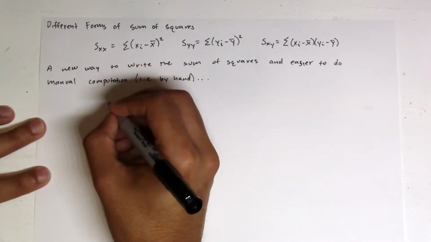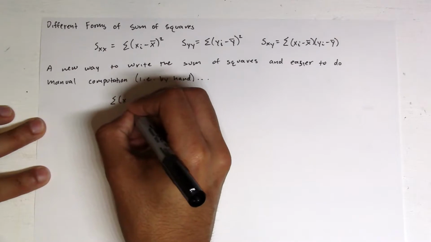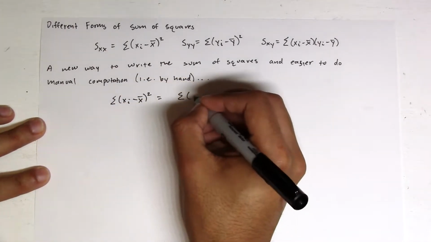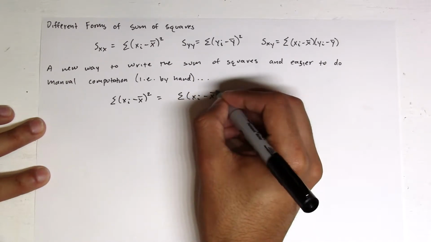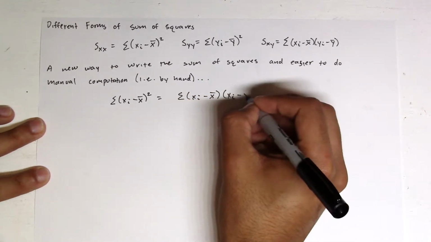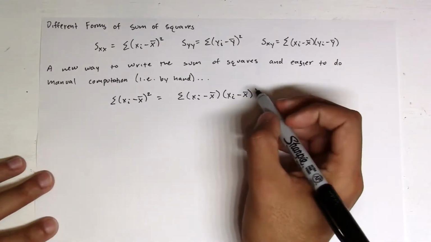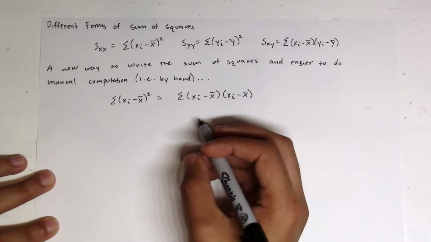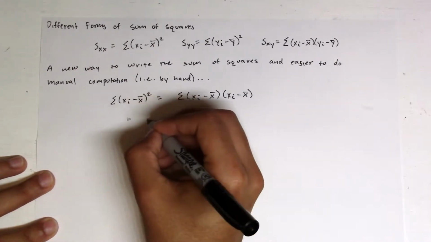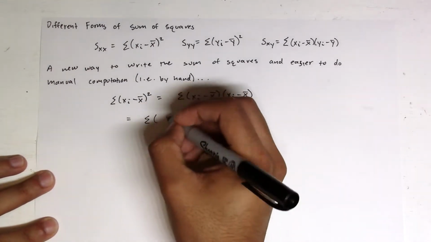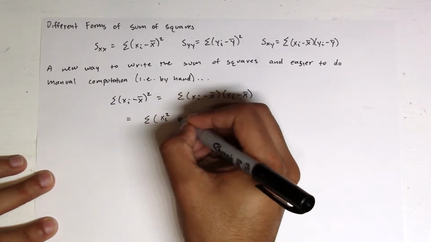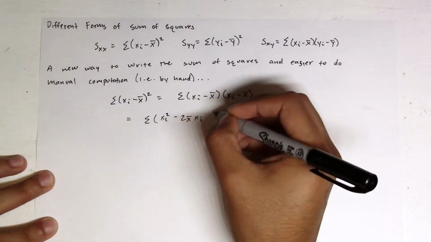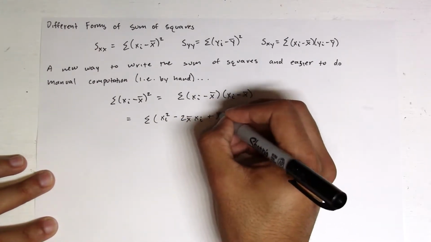So we're going to rewrite the sum of xi minus x bar squared as xi minus x bar times xi minus x bar. And what we're going to do is distribute these values to get a new form of this equation. So what we're going to get is the sum of xi squared minus 2 x bar xi plus x bar squared.